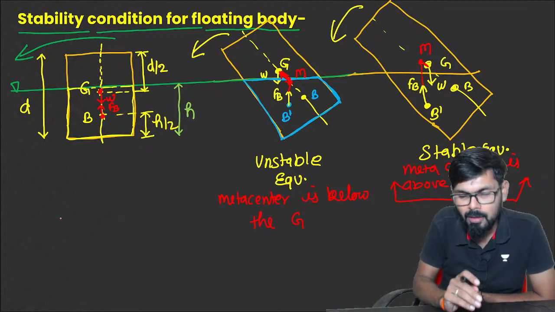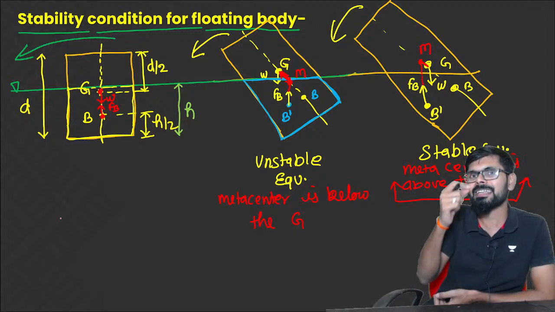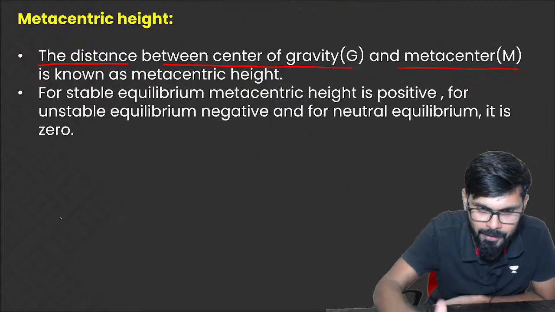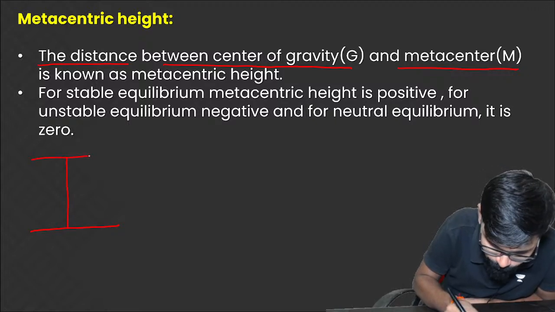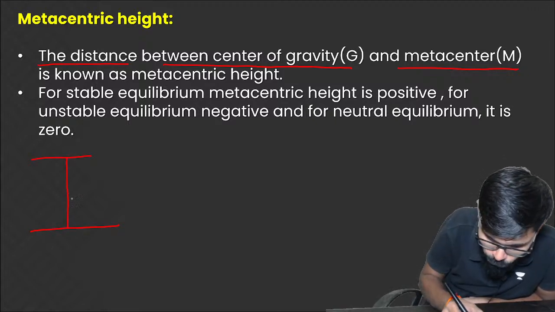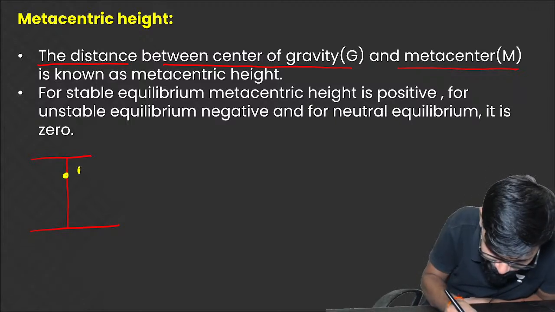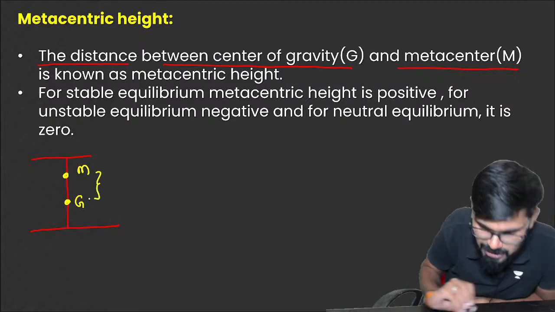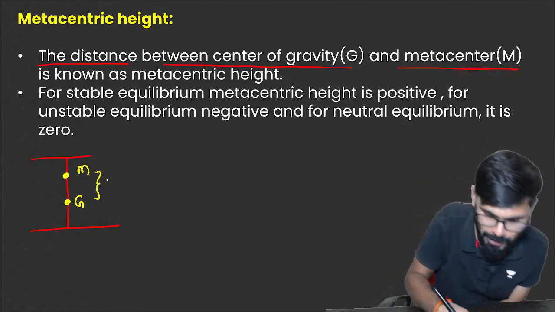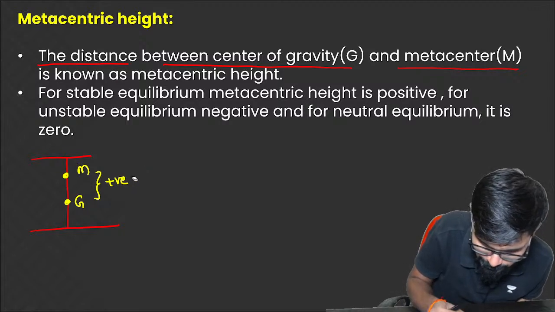For stable equilibrium, the metacenter is above the center of gravity. Suppose if I draw like this, the metacenter is above the center of gravity. Let's say here is the metacenter and here is the center of gravity. Now this distance is called the metacentric height, and this is a positive height. This is known as positive metacentric height.